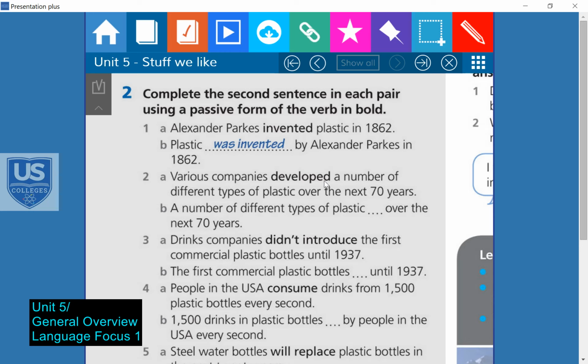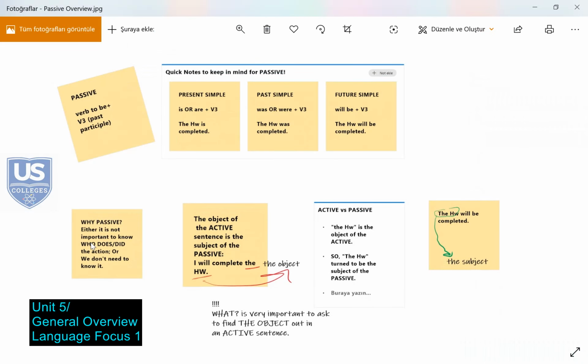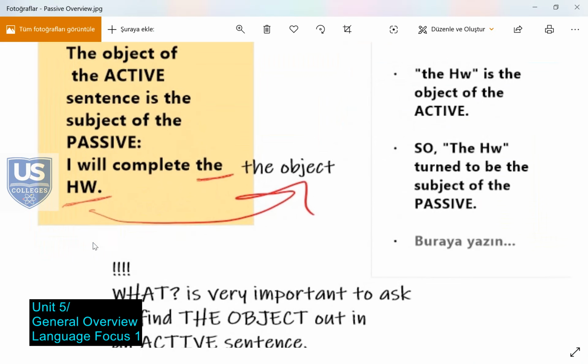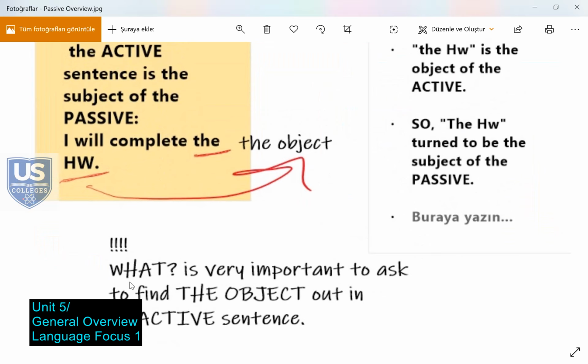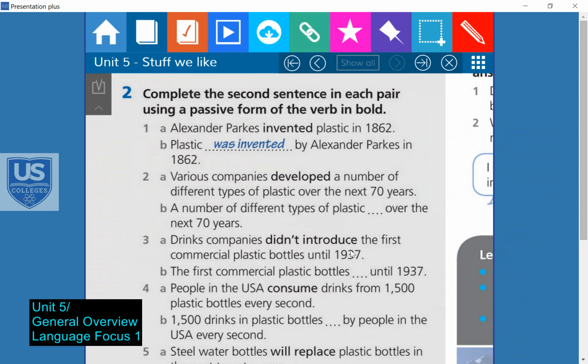And to be able to find the object in this active sentence, what am I supposed to do? As it was pointed out before, I need to ask what question. I need to ask what question because it's an active sentence. Then doing this, what am I supposed to do? I'll find the object of the active sentence. What will I use it for? I will use it for making, or let's say finding, the subject of the passive.